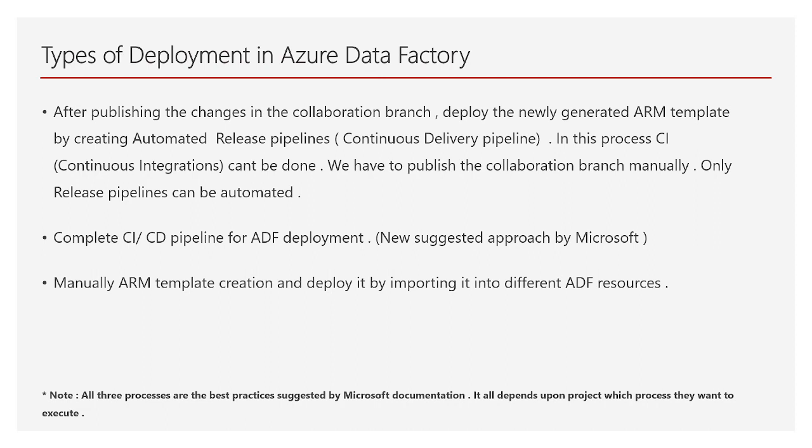But here there is a catch. What is the catch? We can't do continuous integration. Continuous integration means once you are merging your new development into your collaboration branch, you have to publish it manually. At least the publication has to be done manually. After that, continuous delivery can be done automatically. So this is a catch over here.